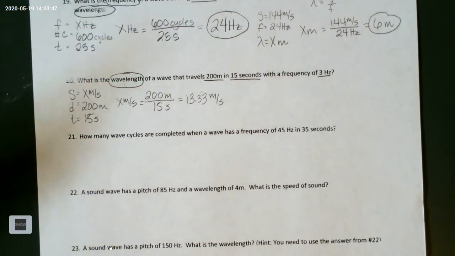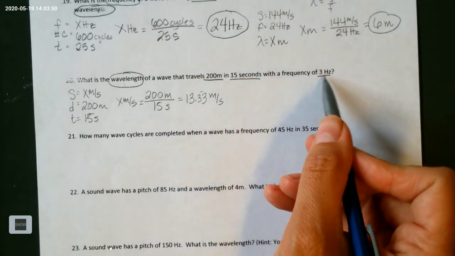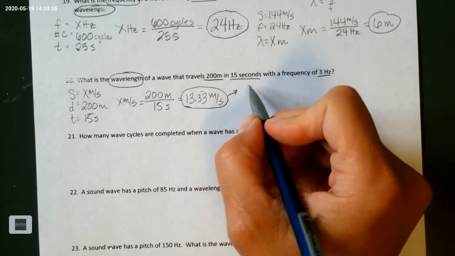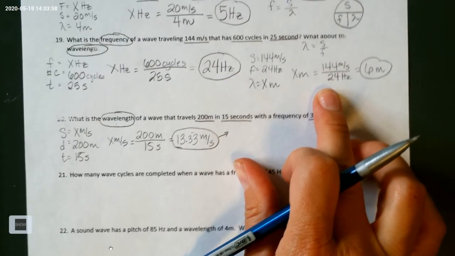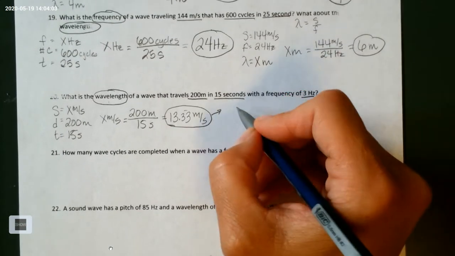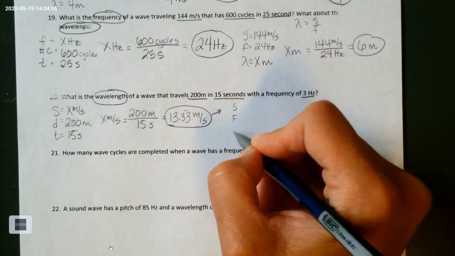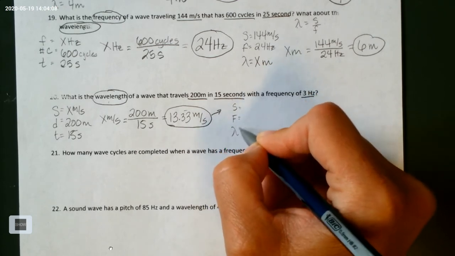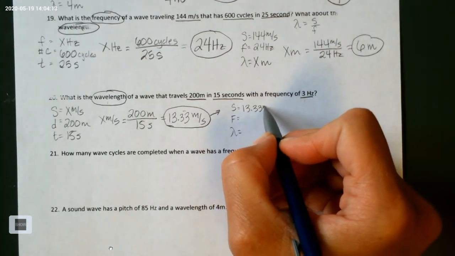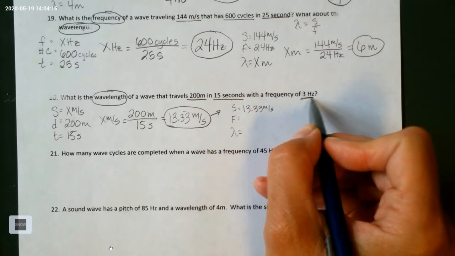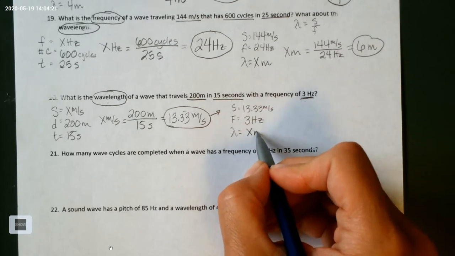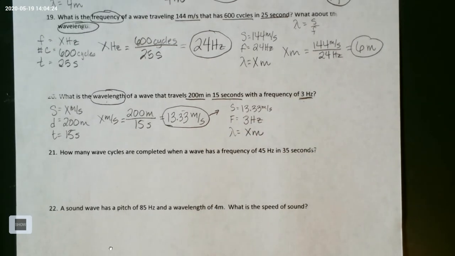So we're going to use that speed though. We need that speed to find wavelength. So this is the first answer that's going to lead us to find wavelength. So remember, we just did it up here. Wavelength equals speed divided by frequency. So we need a speed, a frequency, and a wavelength. Speed is what we just found. So we're going to have 13.33 meters per second. Our frequency is given to us right here, which is 3 hertz. And our wavelength is what we're looking for, which is X meters.